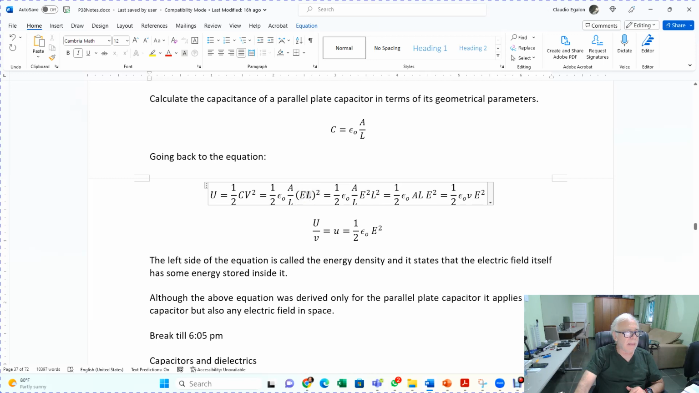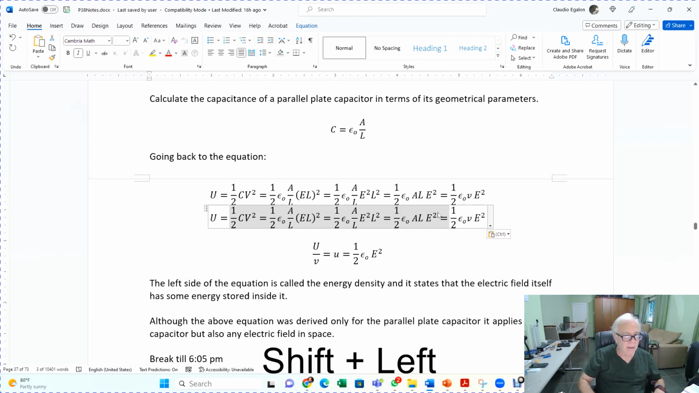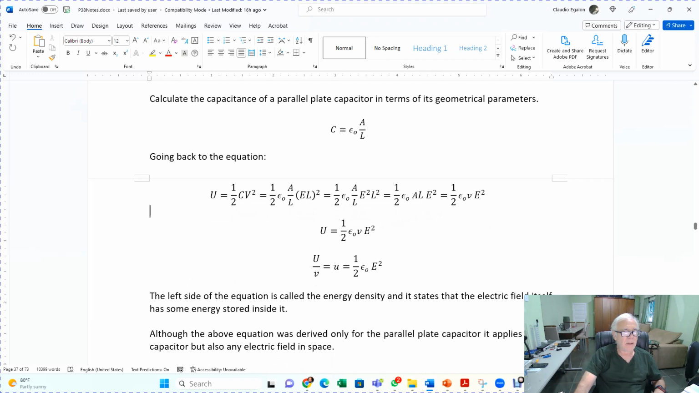This L is going to be squared, and we'll be able to cancel out this other one downstairs. And the electric field will remain squared. And look what we get. This is the area of the capacitor, and this is the length of the capacitor. Those two parameters combined become the volume of the capacitor. And that's what we end up getting for the parallel plate capacitor. Half epsilon naught times the volume of the capacitor times the electric field squared.